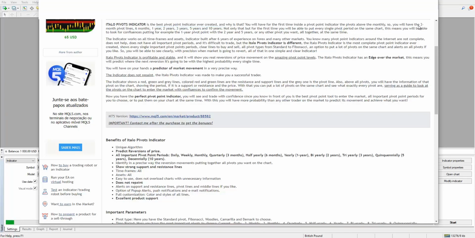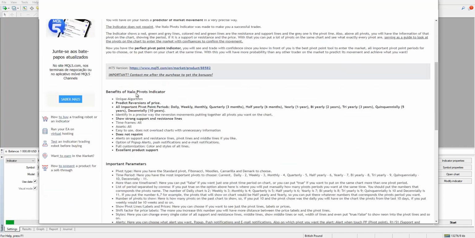Because, again, you have more than a monthly period at the same time. 3 months, 6 months, a year, 2 years, 3 years, 5 years, and 10 years. You have in your hands a predictor of market movement in a very precise way. As you saw, the indicator does not repaint.